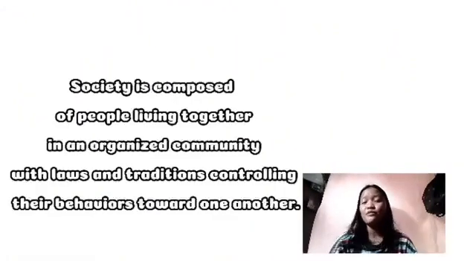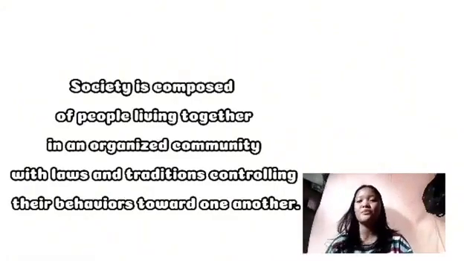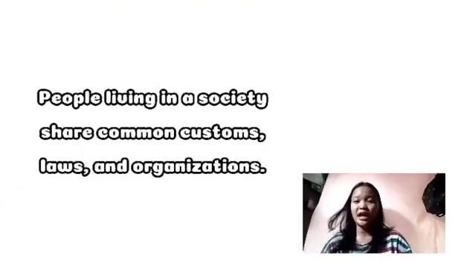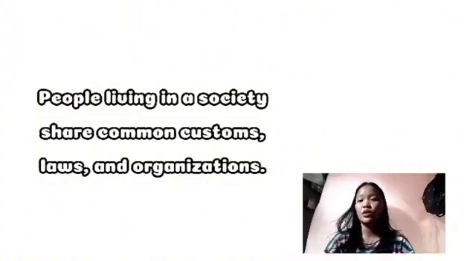Society is composed of people living together in an organized community with laws and traditions controlling their behaviors towards one another. People living in a society share common customs, laws, and organization. Meanwhile, agrarian society is a form of society that focuses its economy on agriculture and the cultivation of large fields.